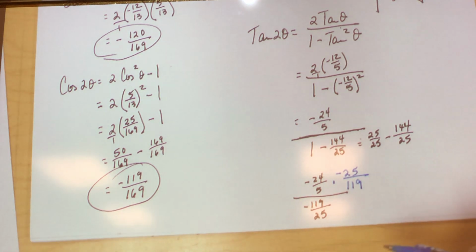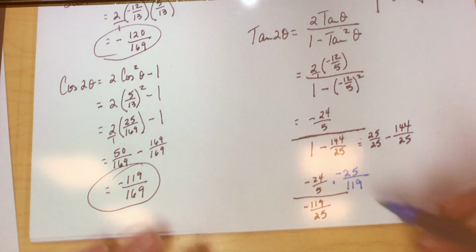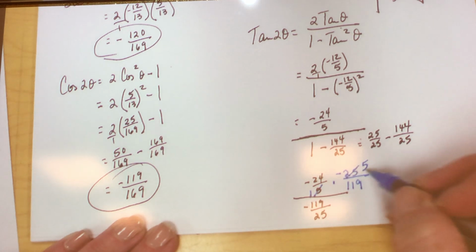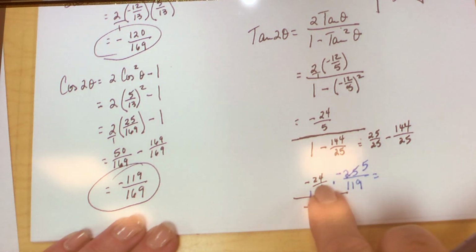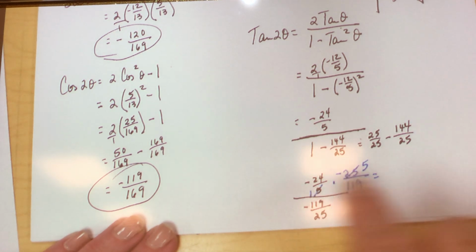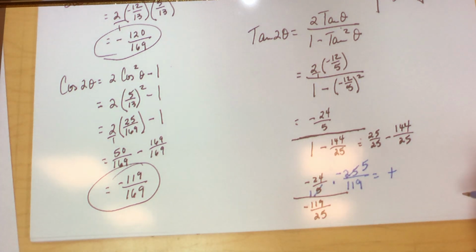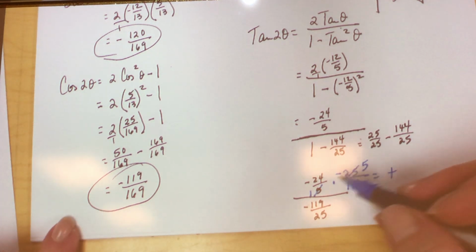Can I reduce? Yes. Y'all always look to see if you can reduce. It makes your problem so much easier. How many times does 5 go into 25? Once. A negative times a negative is a positive, so I'm gonna know my answer is positive. Are you with me? On the top, I get 5 times 24.